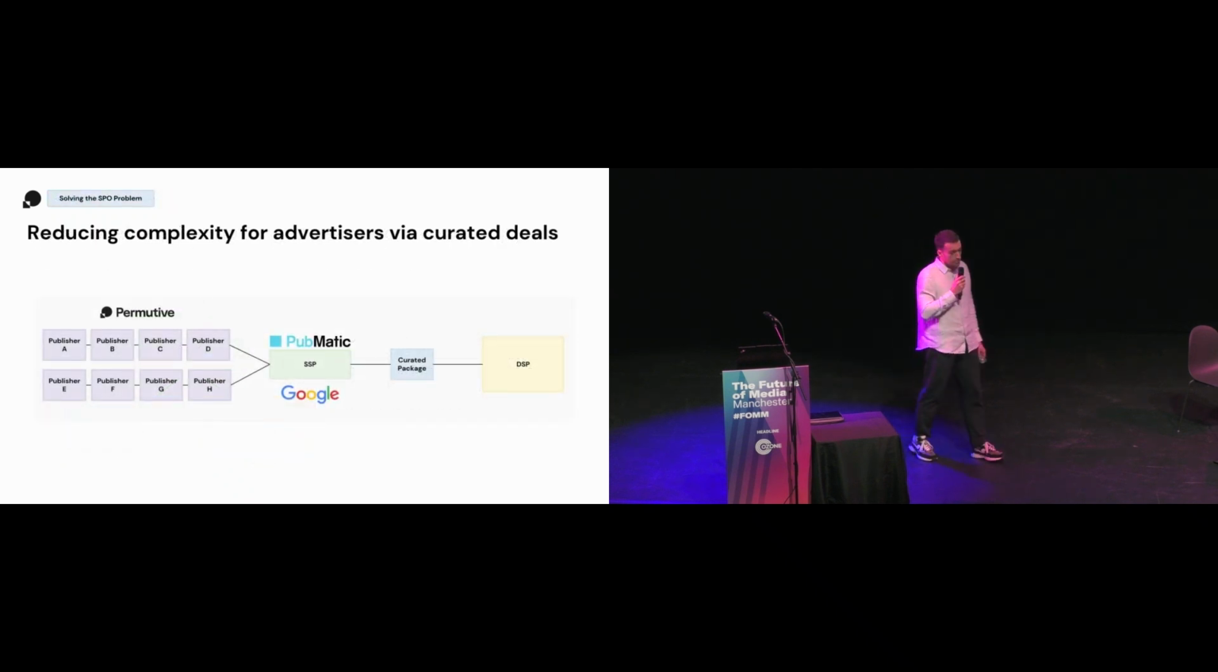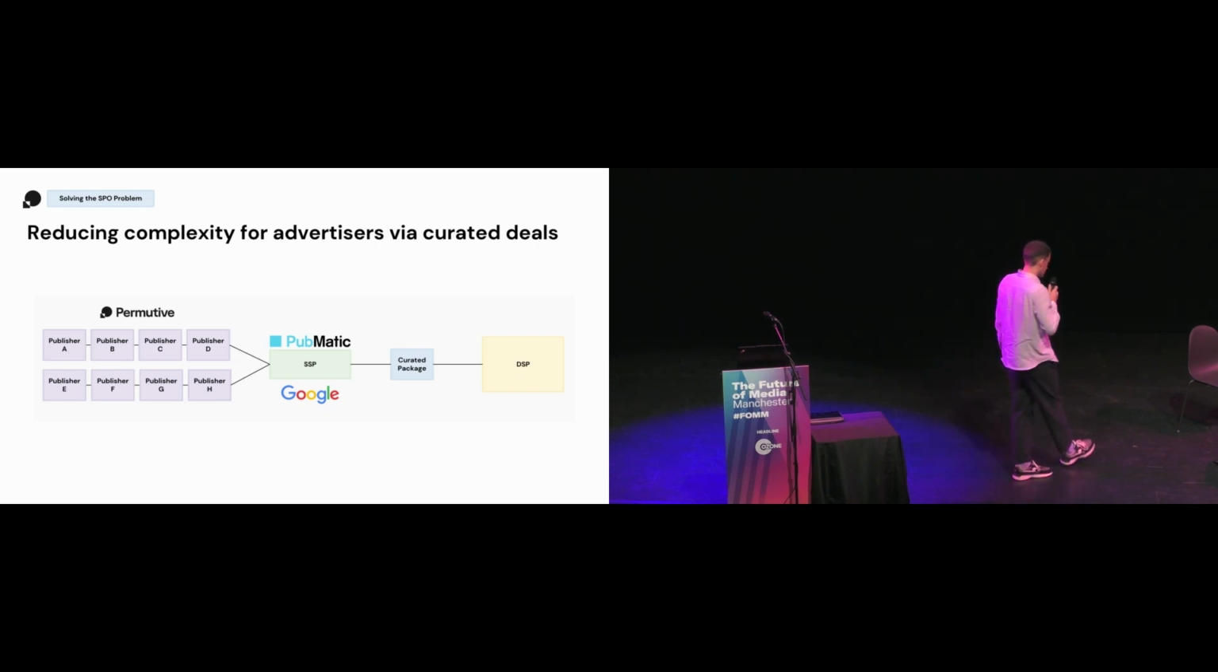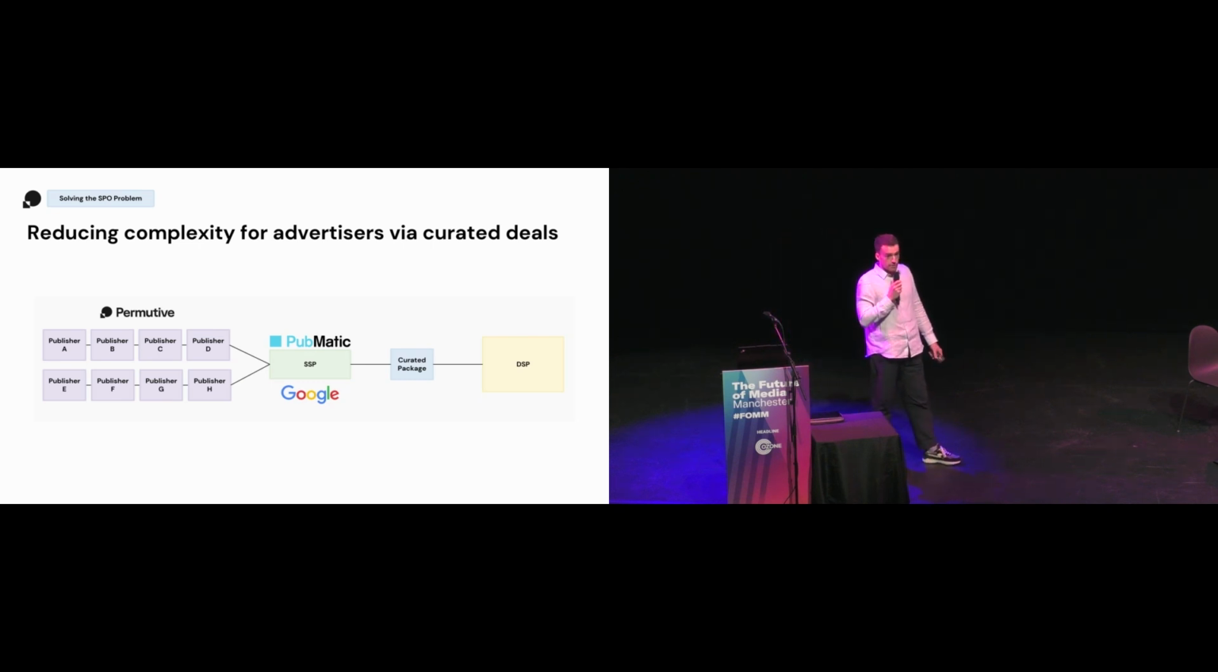How do we solve the supply path optimization problem? Well, as I said earlier, working directly with publishers is always the most efficient way to do this, but the reality is if an advertiser wants to work with many different premium publishers at scale, it's quite difficult. So if, for example, an advertiser is to activate across 20 publishers for a single campaign, it's not particularly efficient for them to have to optimize the spend across all of those publishers.